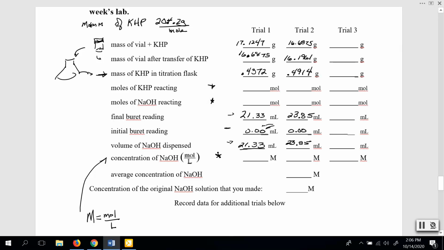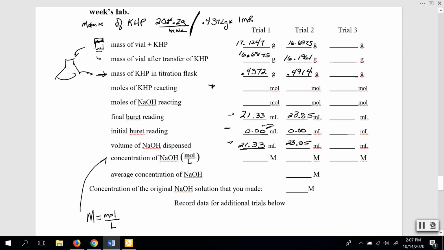All right, and here we go. First of all, we have a mass of KHP, and in order to convert it to moles of KHP, we're going to have to use its molar mass. So 0.4, so this is my calculation, 0.4372. You, of course, should put it nice and neatly down here or something, but I don't have a lot of room.